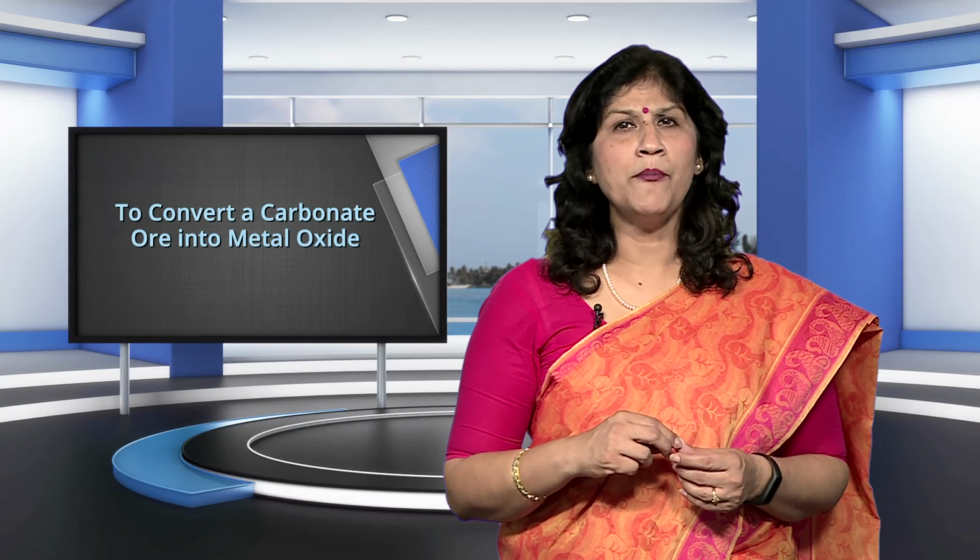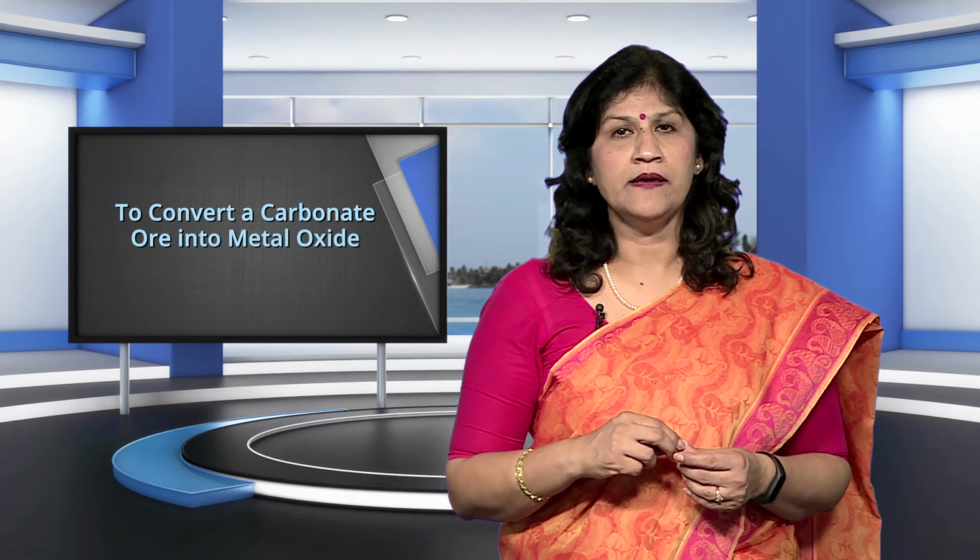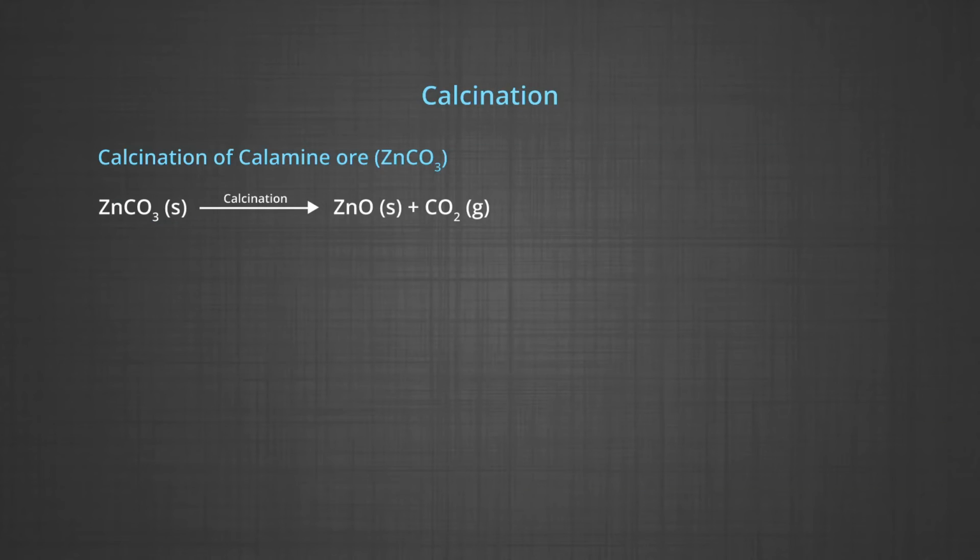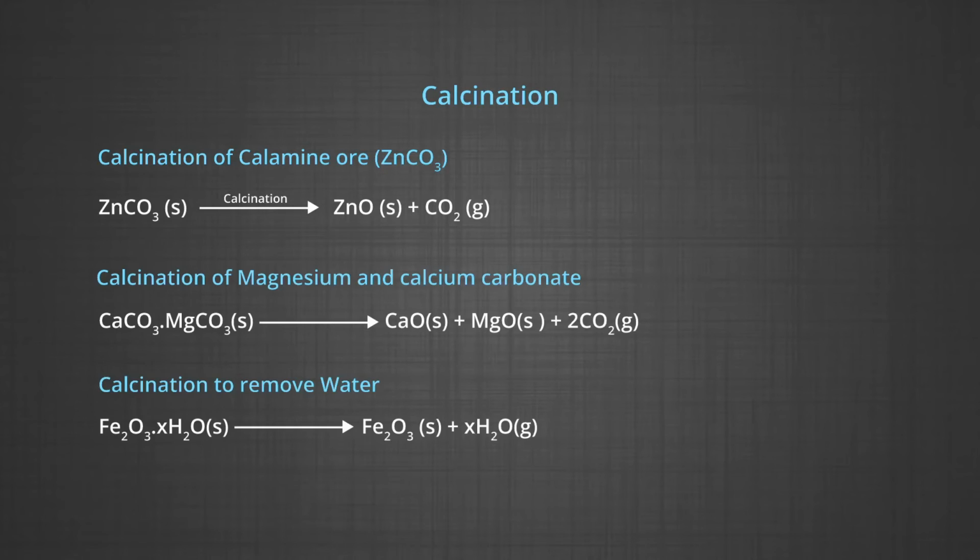To convert a carbonate ore into metal oxide, for example, when calamine ore, that is zinc carbonate, is heated strongly in the absence of air, it decomposes to form zinc oxide and carbon dioxide. Calcination is also used to remove water from hydrated ores and to remove volatile impurities from the ore.